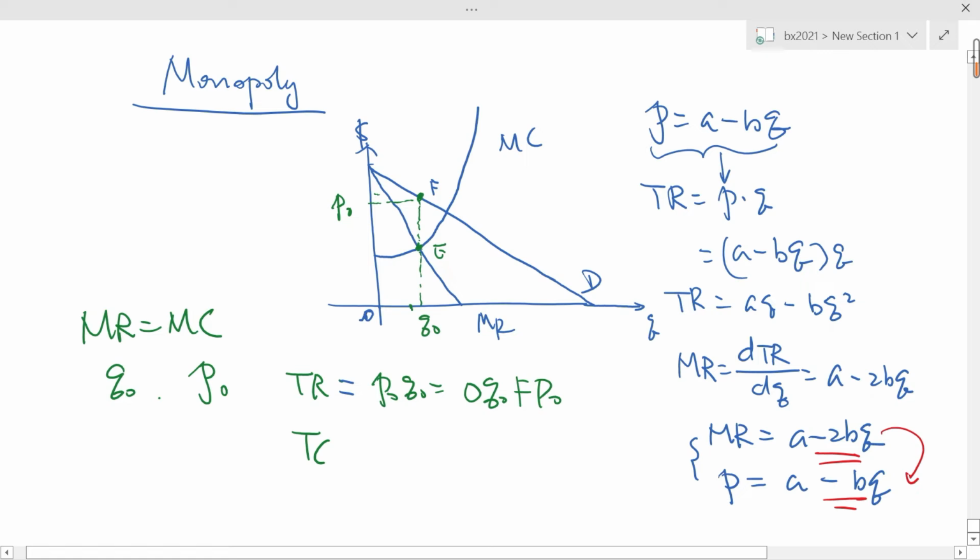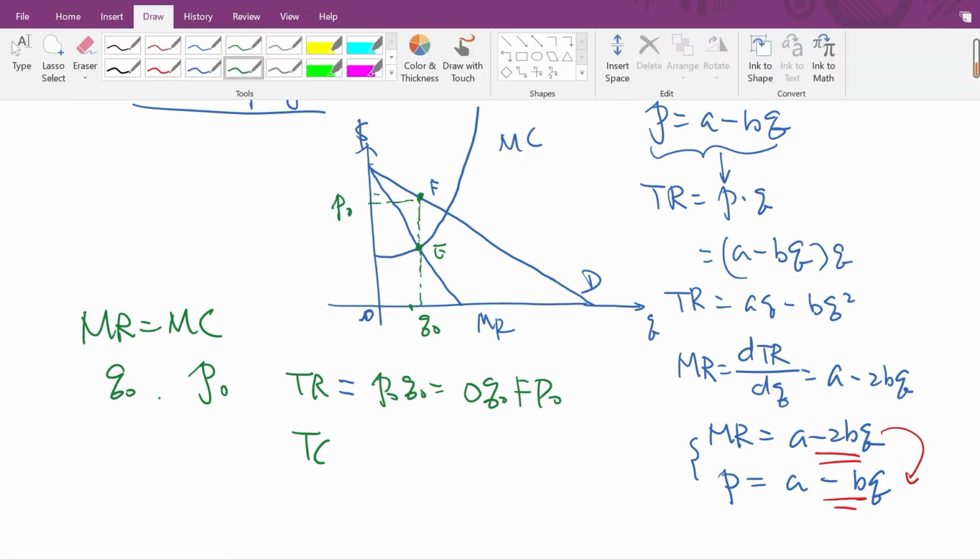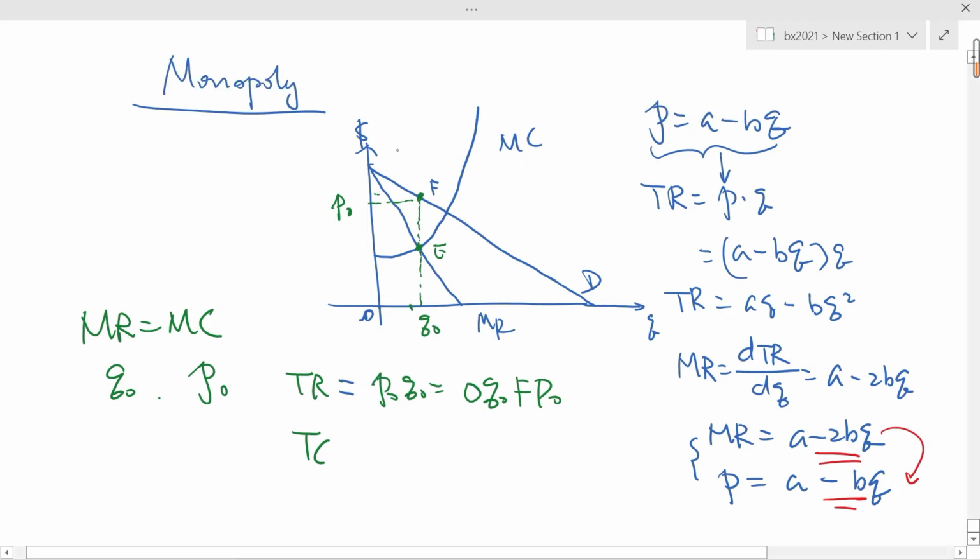In order to get the total cost, the first step is to find the average cost. I haven't drawn an average cost here, so let me draw it. Suppose I'm very inefficient, so my average cost is this. That's the average cost. So go from quantity Q0 up to the average cost curve and read out the average cost. Let's call this C0, and let's call this point G.